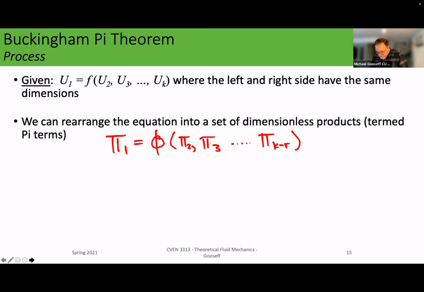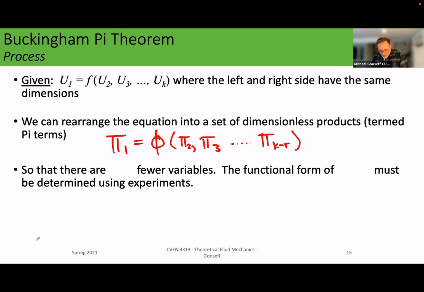So there are fewer variables. In the example we looked at earlier, we had 5 parameters. 5 minus 3 gives us 2, meaning that we now have a reduced set of variables to work with, and we can group things together.